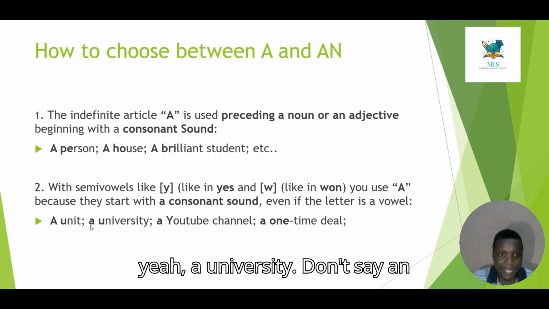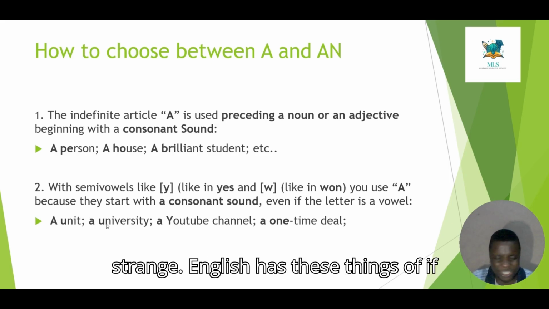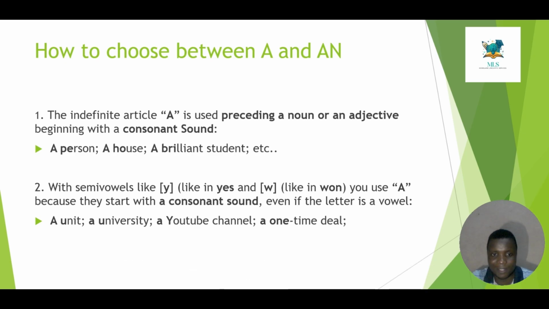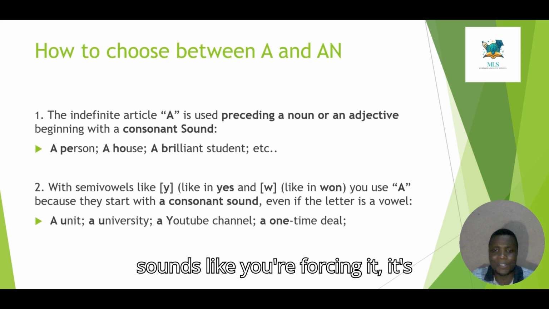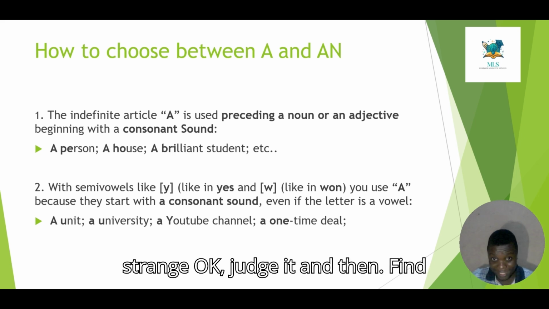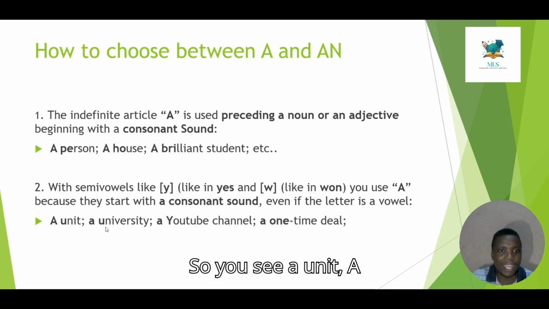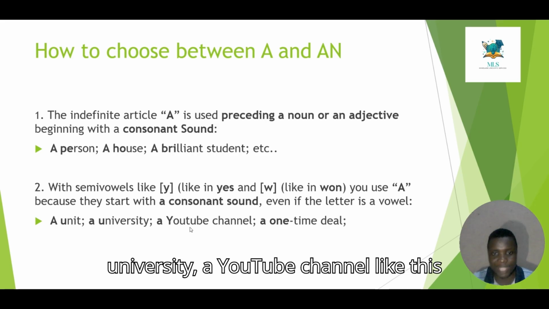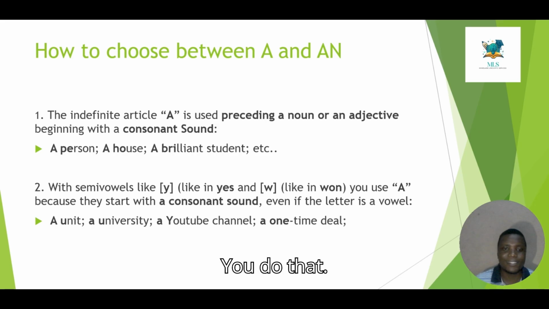The same thing goes here, "a university". Don't say "an university". It sounds strange, all right? English has this thing: if you are saying something and it sounds like you are forcing it, it's strange. Judge it and then find out how it is well pronounced. So you say "a unit", "a university", "a YouTube channel" like this one, "a one-time deal", right? You do that.